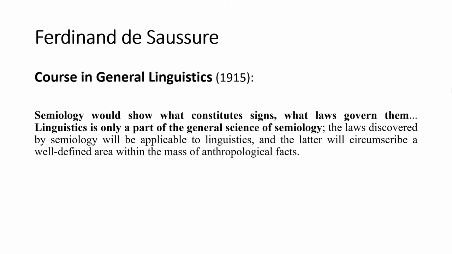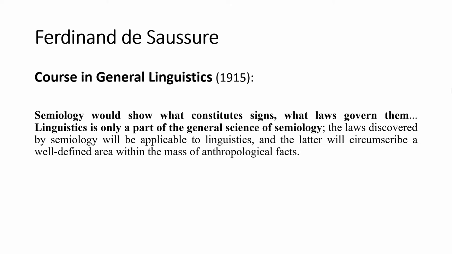But anyway, we know about the theory suggested by Ferdinand de Saussure from the notes his students made. At his lectures, he suggested a new science. At that time, he called it semiology. Well, now we call it semiotics. He believed that semiology would show what constitutes signs, what laws govern them. And he claimed that linguistics is only part of this general science, semiology, because what is true for a linguistic sign is also true for any sign in any system.